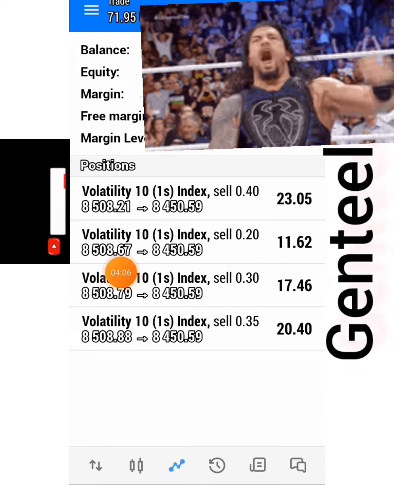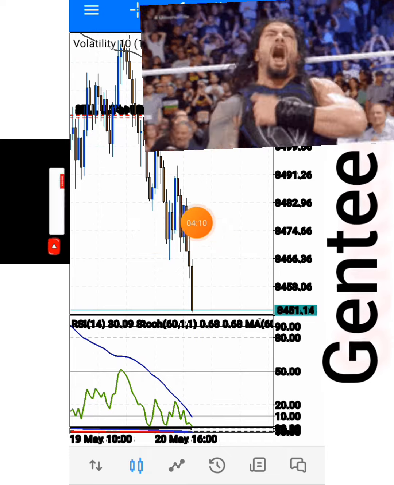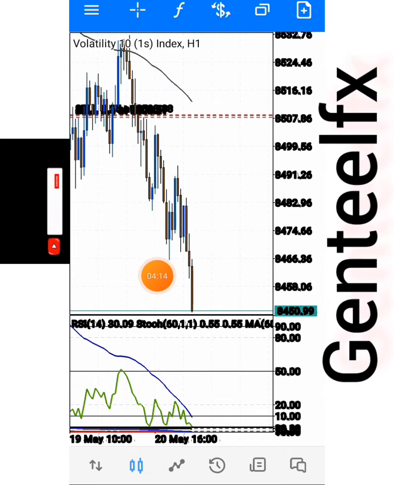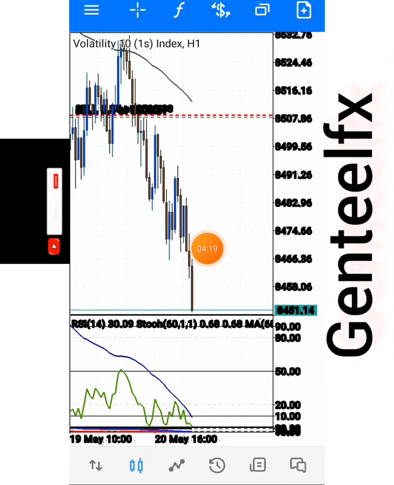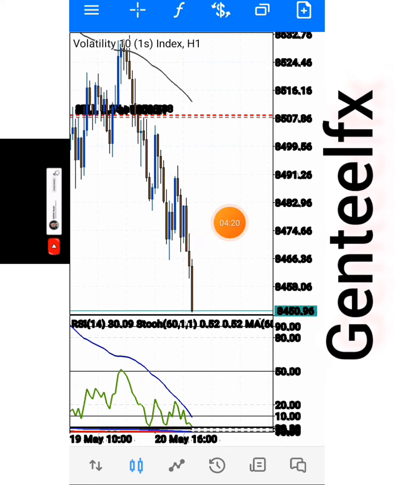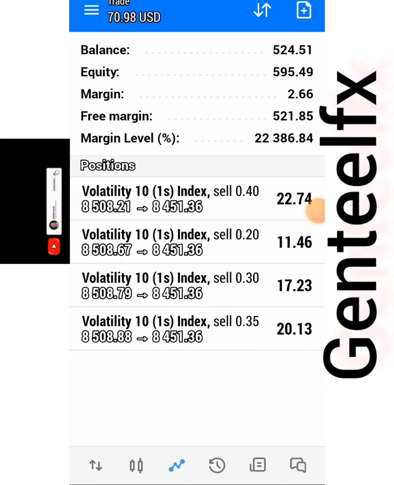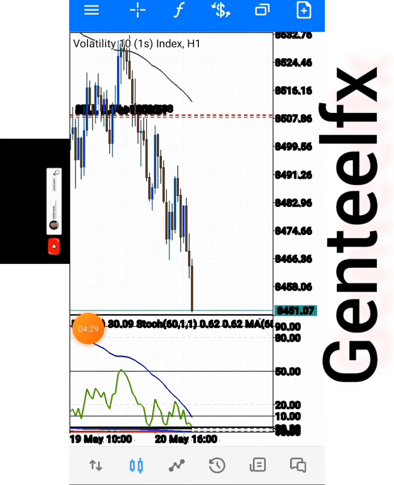I want you to learn this and apply it on your demo account before going live. Every strategy I'm showing you here, please backtest it. Don't go on a live account immediately. And look at the settings here, the settings of this indicator window one. See the settings here.